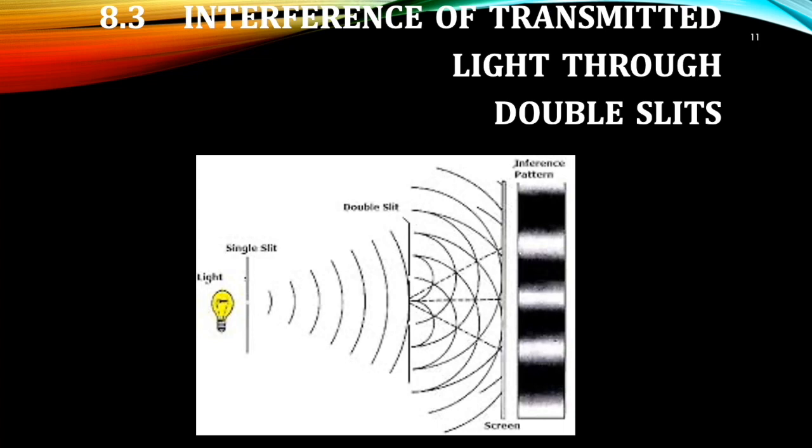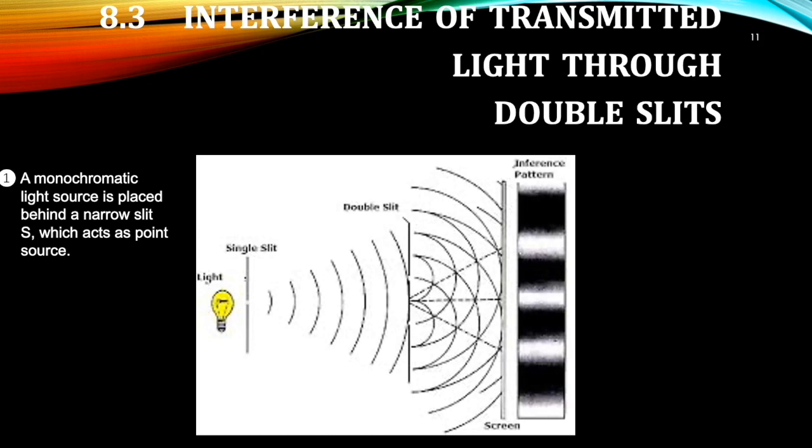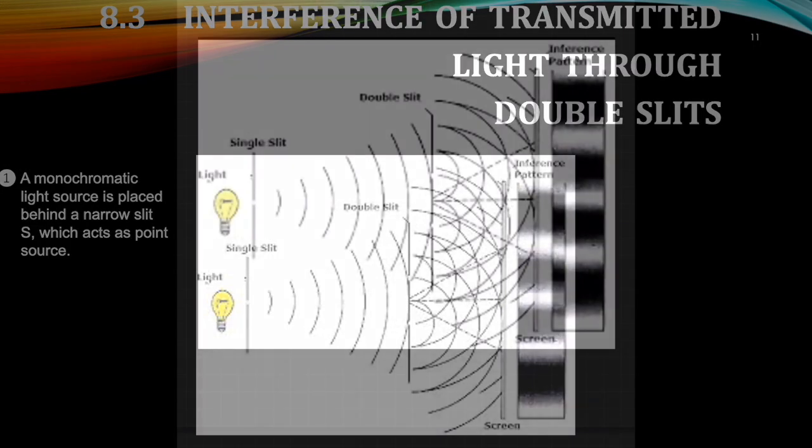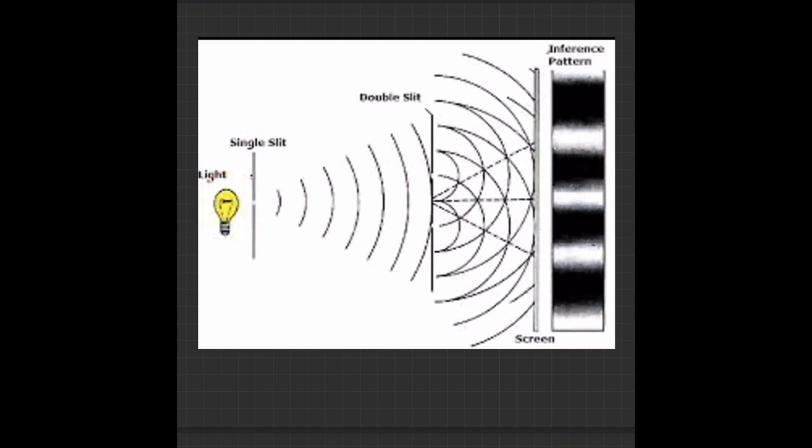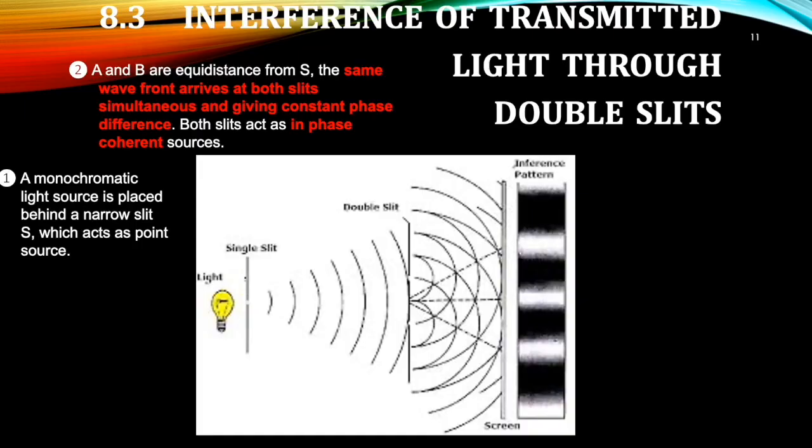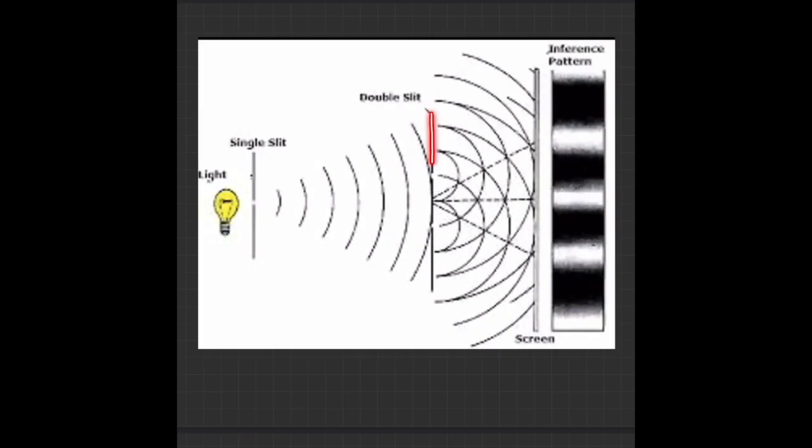Here, interference of transmitted light through a double slit, or Young's double slit experiment. This diagram shows the schematic diagram of Young's double slit experiment. A monochromatic light is placed behind a narrow slit S, or single slit, which acts as a point source. And then double slits A and B are equidistant from S. The same wave front arrives at both slits simultaneously, giving a constant phase difference. Both slits act as in-phase coherent sources.